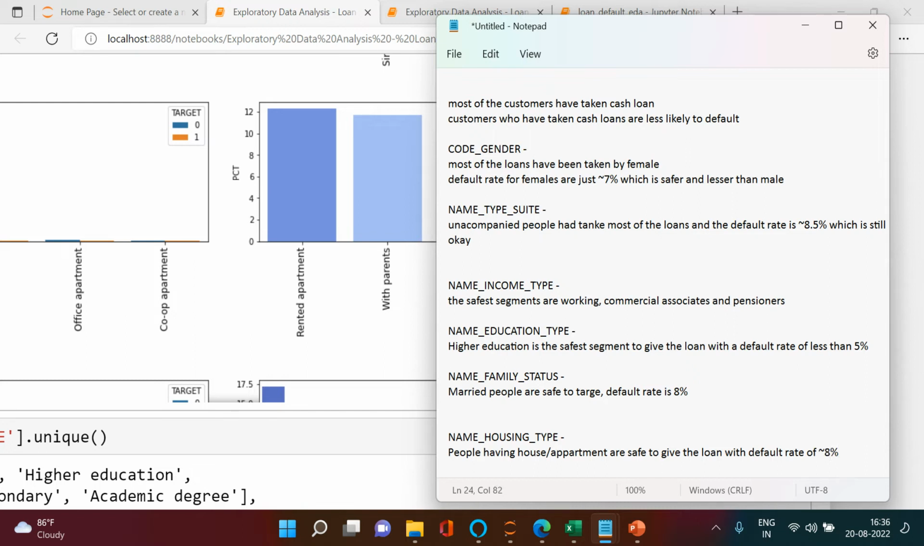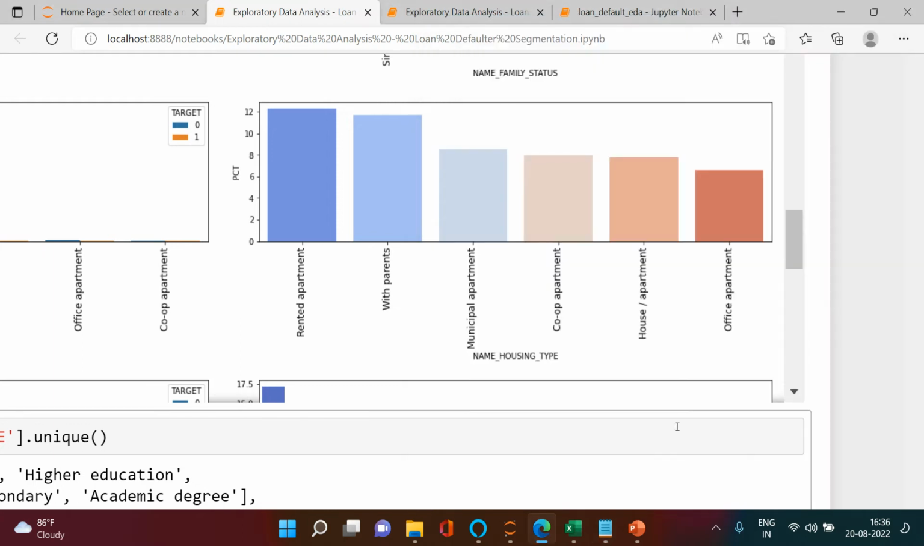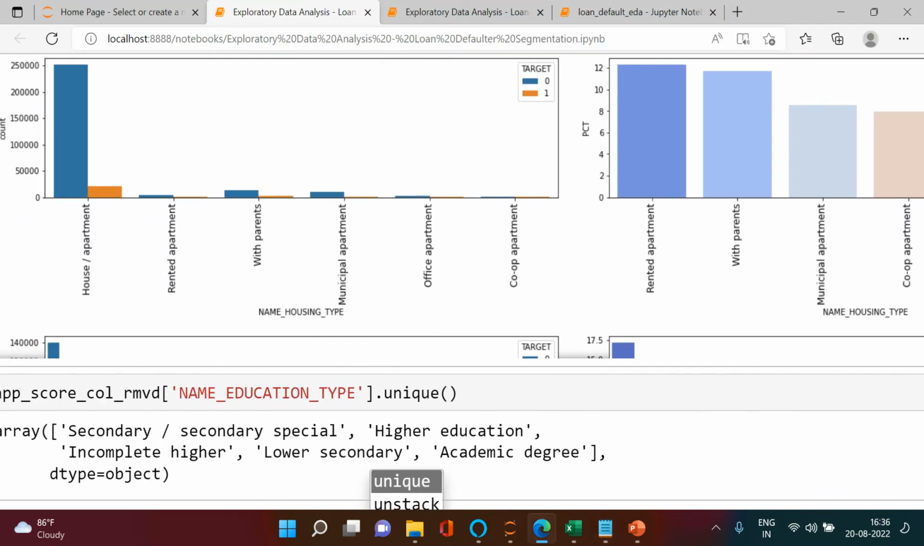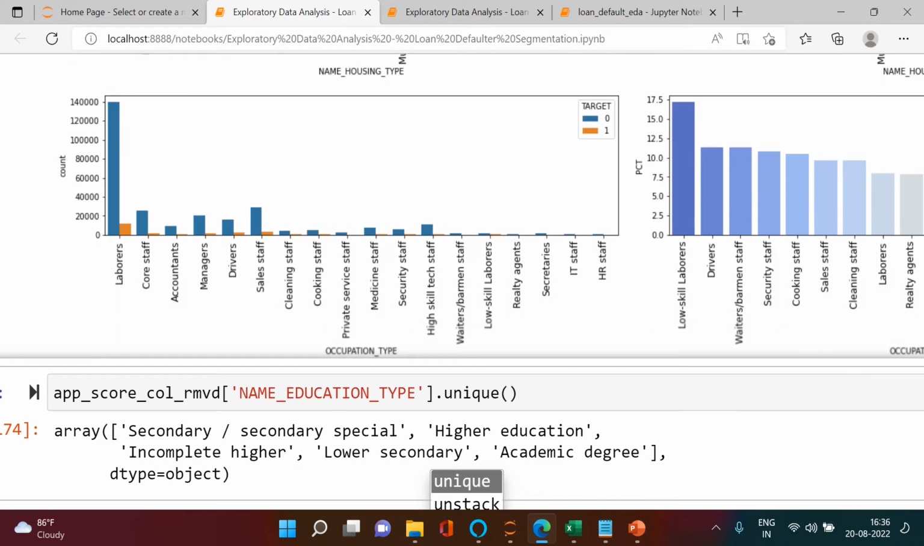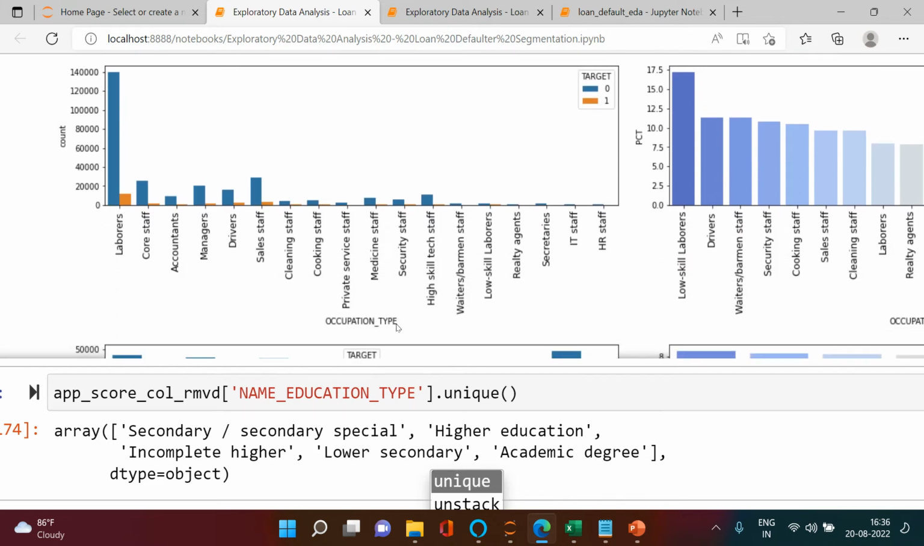So you see, mostly wherever the default rate is somewhere between 7 to 8, or maybe somewhere 5%, those are the safer segments. This is the pattern we are getting. Okay, so let's just see the next one. Here we have occupation type. What sort of occupation are the people doing?